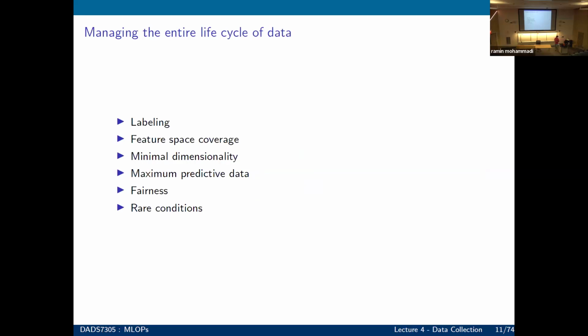When we talk about data, the life cycle of data starts with the label. So you first need a label, right? Then you need feature space coverage. What does feature space coverage mean? If you say my data has a good feature space coverage, yes, it covers all the aspects of the real world. Or even not all the aspects of the real world, but all the aspects of the space that you want to target.